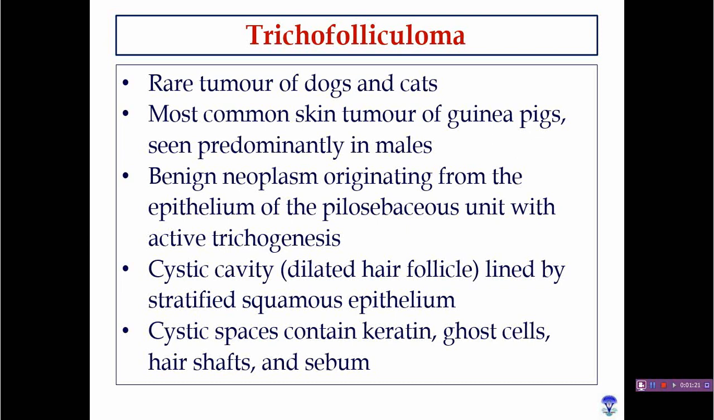Ghost cells are cells present in the lumens, and these are actually sloughed cells from the squamous epithelium. Why are they known as ghost cells? Because of lysis of the chromatin material, you are unable to identify the nucleus and cytoplasm. The entire cell becomes eosinophilic, and only the architectural details are preserved while cellular details are lost, so they are considered ghost cells.